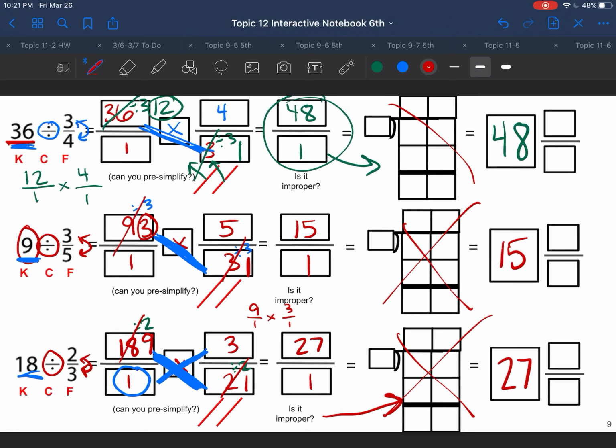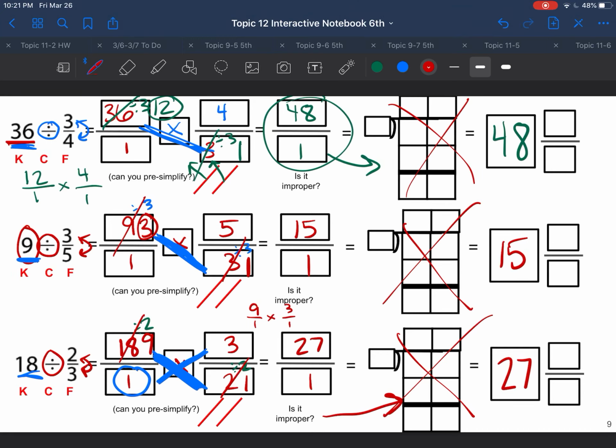Okay, now we pre-simplified on all these problems so we didn't have to do the long division. If you did not pre-simplify, you would have to do the long division. Okay, so it's up to you, but I highly recommend pre-simplifying before you start so that it's easier once you get towards the end of solving your problem.